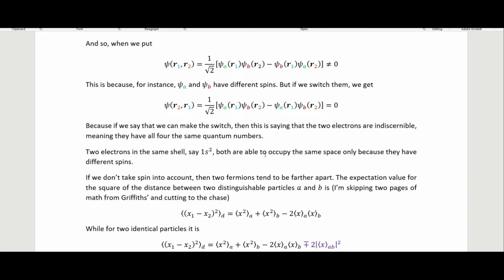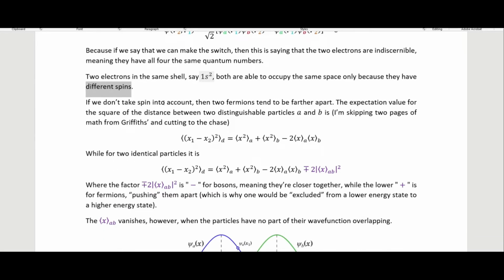This is the first shell that gets filled. Both are able to occupy the same space only because they have different spins. So that's kind of getting at what I was talking about before, where if they are symmetric in space, being able to occupy the same space, then they have to be anti-symmetric in their spins. So if we don't take spin into account, then two fermions tend to be farther apart.